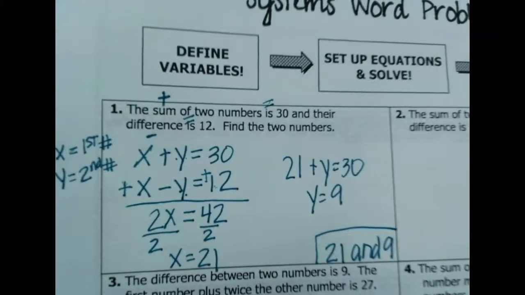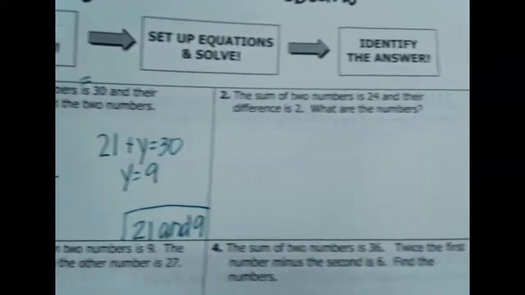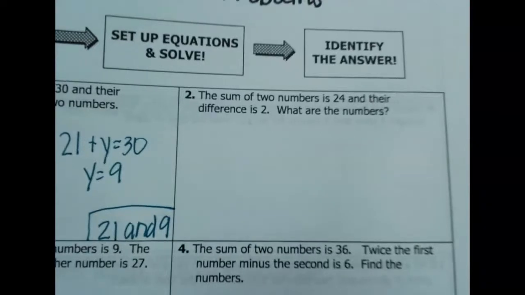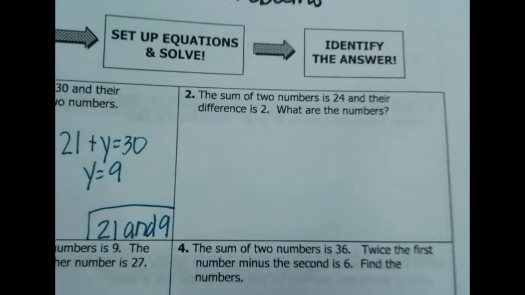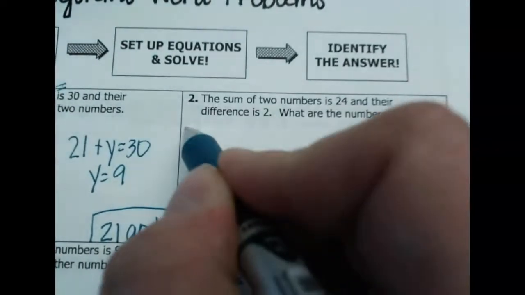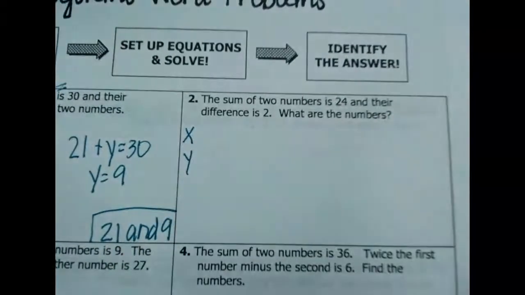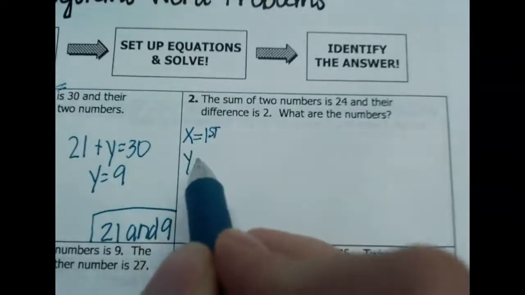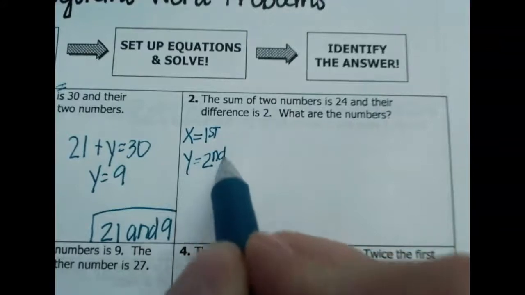All right, let's try this again. I might get you started, but then I want you to finish it. So now we have the sum of two numbers is 24, and their difference is 2. What are the two numbers? It's really the same problem. So we have our two variables, x and y. x is the first number. y is the second number.